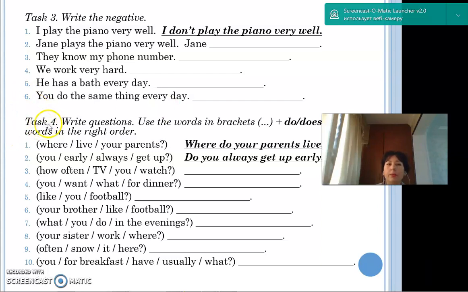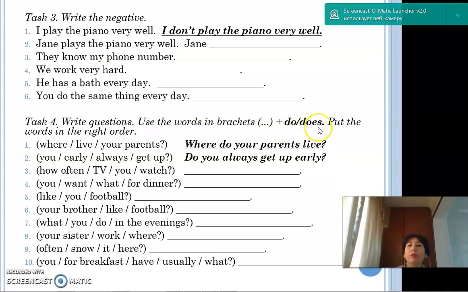Let's do task 4. Write questions. Use the words in brackets plus do, does. Put the words in the right order. Where live your parents? Where do your parents live? If you remember, in the first place, question word, then do, does, subject, and infinitive. You early always get up. We don't have a question word here. That's why we start the question with do, does. Do you always get up early? If you remember, always we use between subject and infinitive.